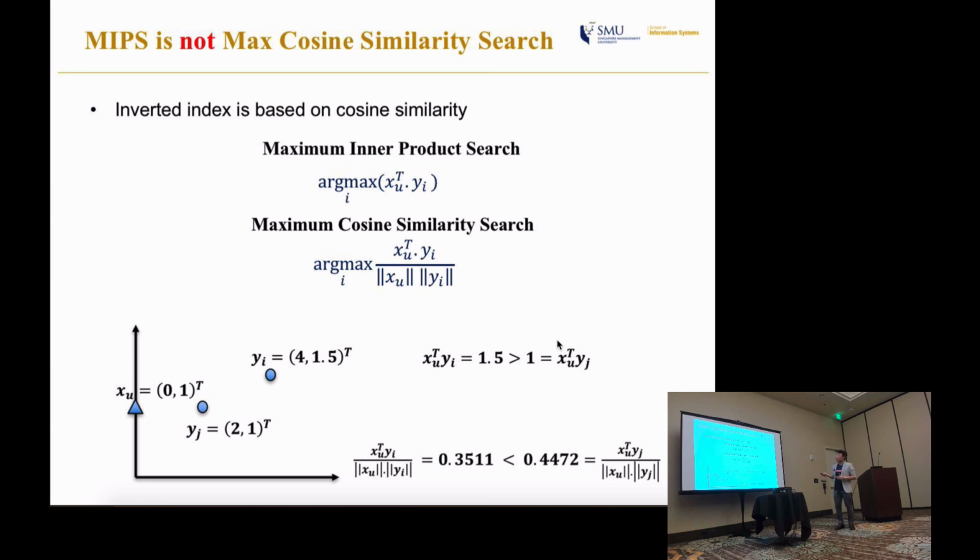They look very similar, except for the fact that there are magnitude components here, which means that the magnitudes do not participate in the cosine similarity, but the magnitudes do participate in the inner product search. And because of that, the variance in the magnitude will cause problems for the maximum inner product search.